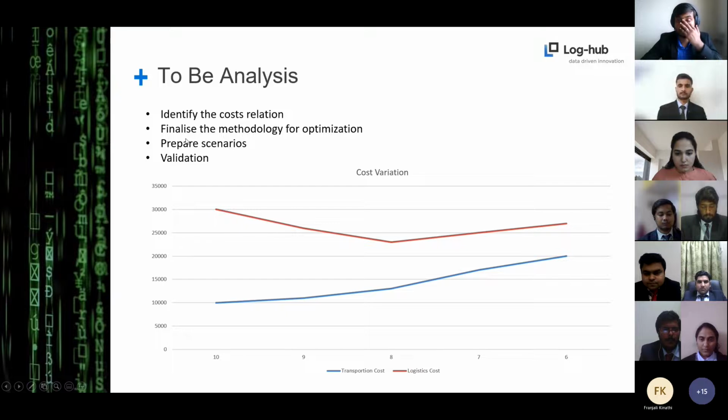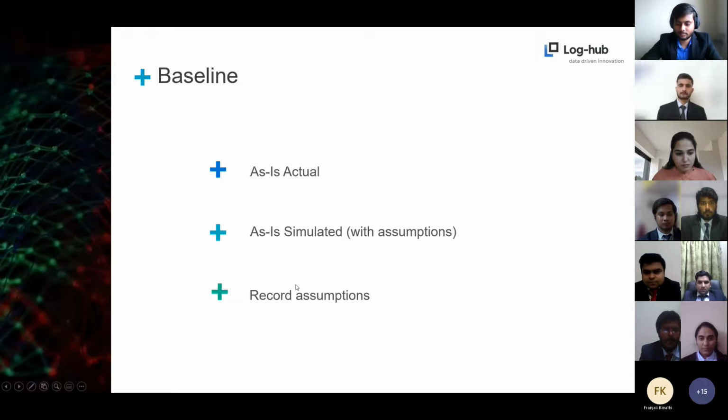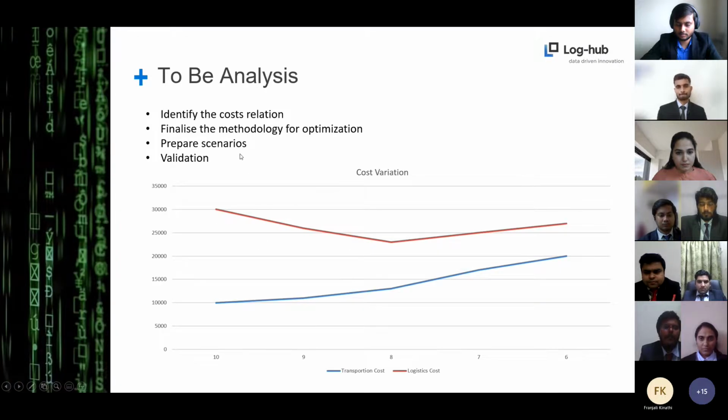Whenever we come across such case studies, we always find that there are 2 things that are missing in the whole analysis. One is simulation of as is to create a baseline, and second is preparation of scenario. Every analyst is very eager to find out that one perfect scenario, because we all think from a mathematical point of view, right? There is only one right solution and we have to find that right solution. But in the practical purpose, that is not the case. No one right solution would be operationally feasible.